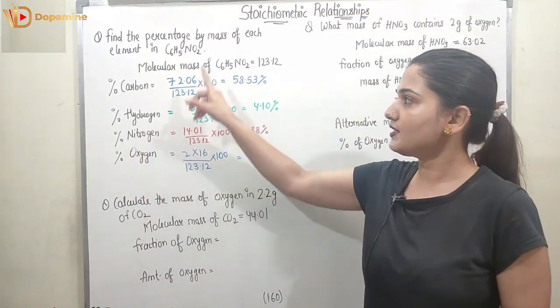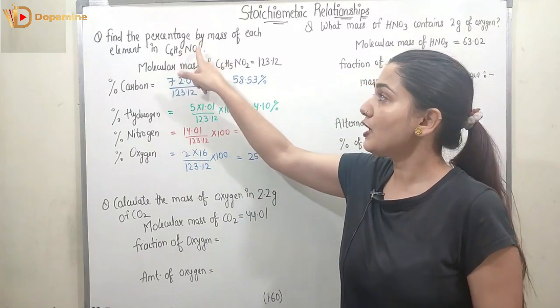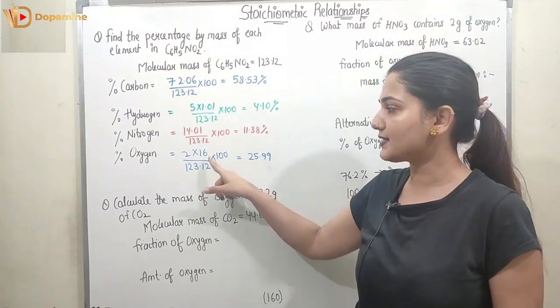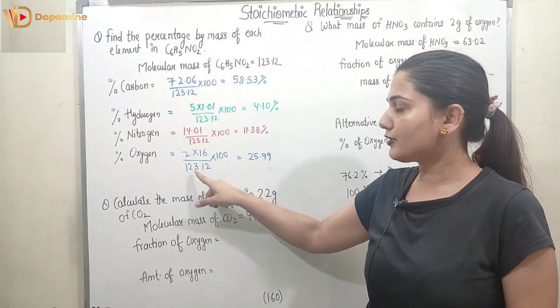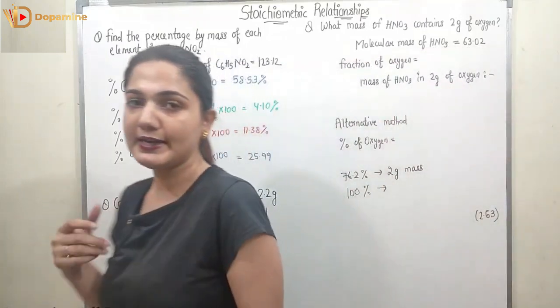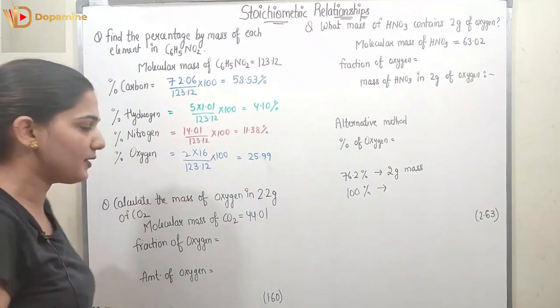Now the percentage of oxygen. For that we need to find out the mass of oxygen in this molecule. So we have 2 atoms of oxygen, so 2 into the mass of oxygen, which is 16, upon the overall molecular mass, which is 123.12, into 100, it comes out to be 25.99. Now when you add all of them, you are going to get 100%.